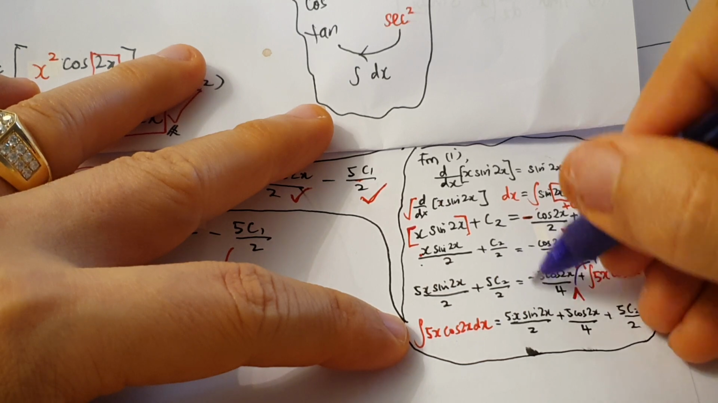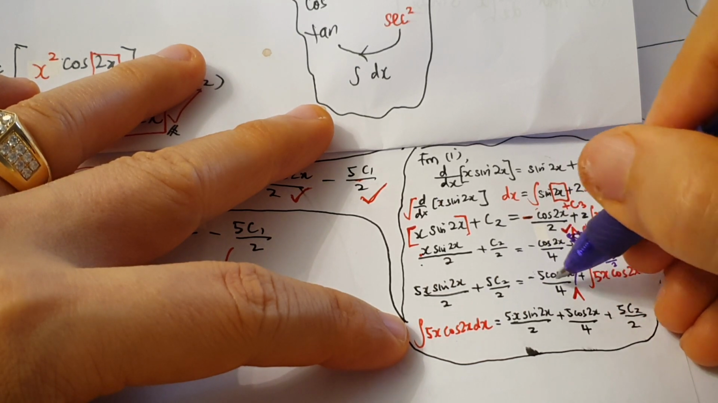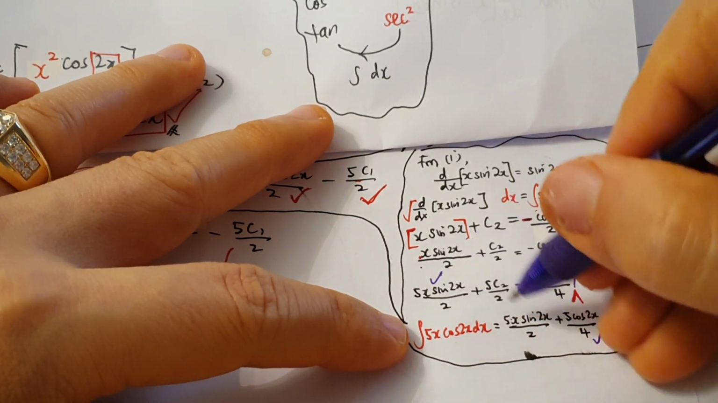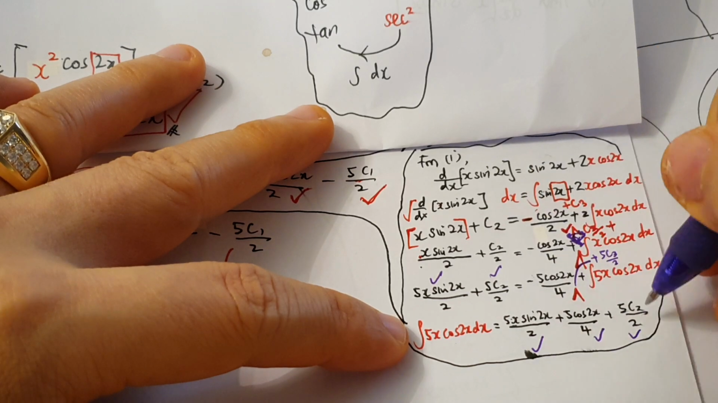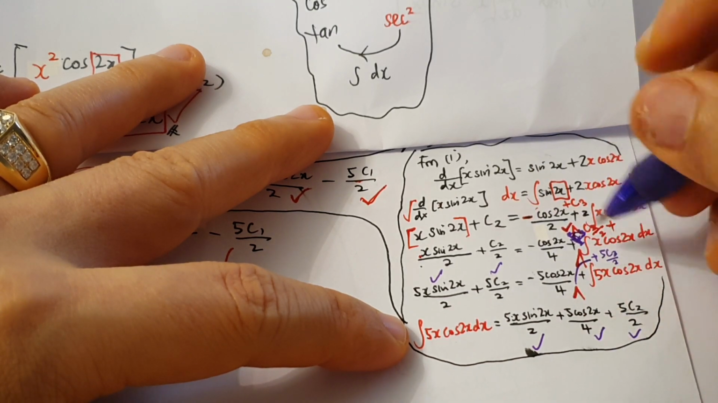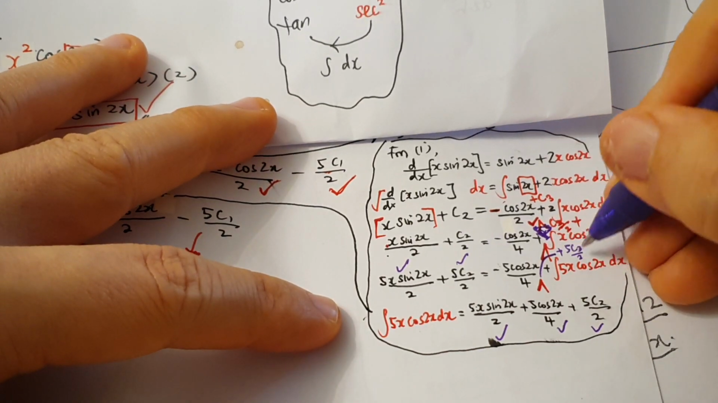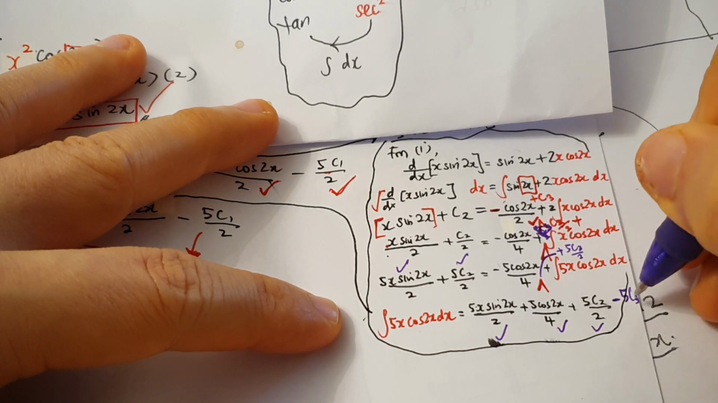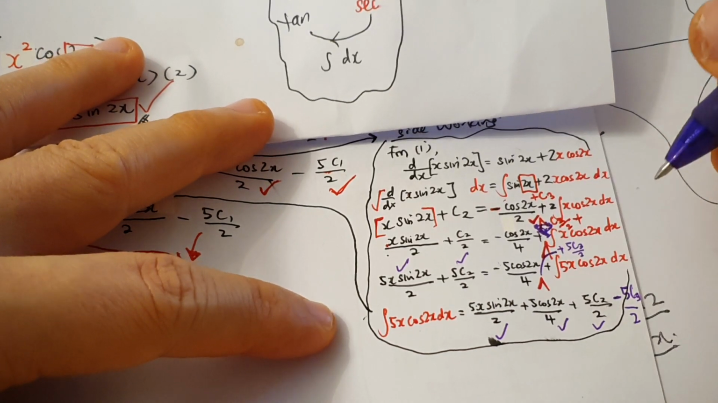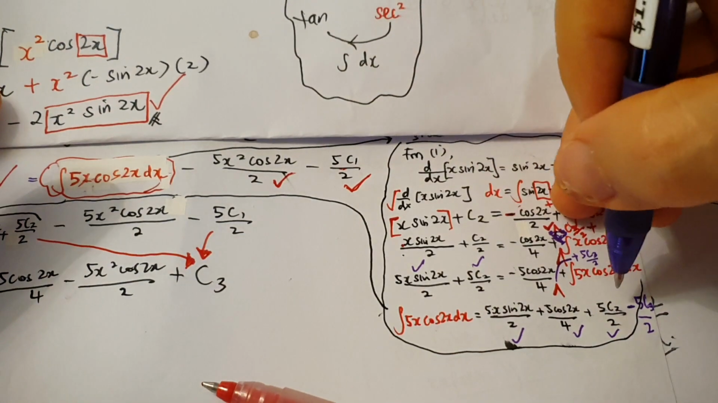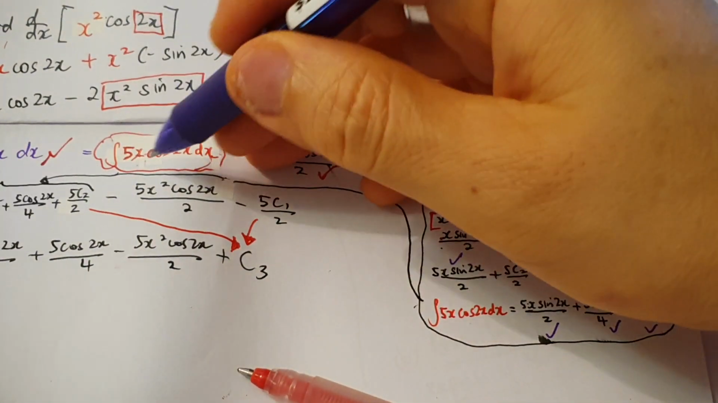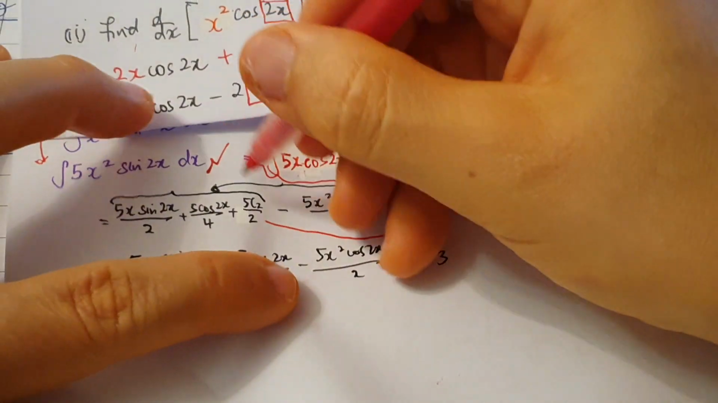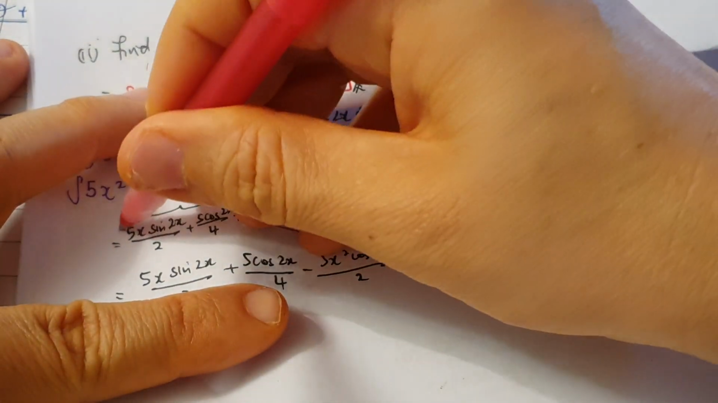I don't want this on this side, so I add minus 5 cos 2x over 4 on both sides. It will appear here. This was originally this, and also I need to minus of, sorry I left this out just now, minus of 5c3 over 2. And that will be what this red part is. And I'm going to transfer this whole thing to here.